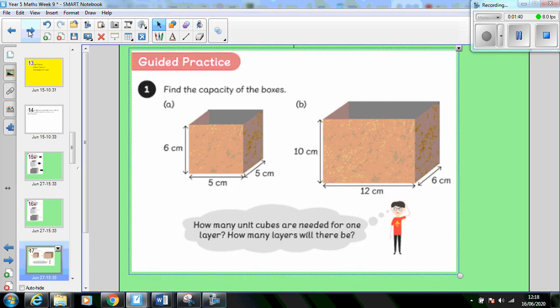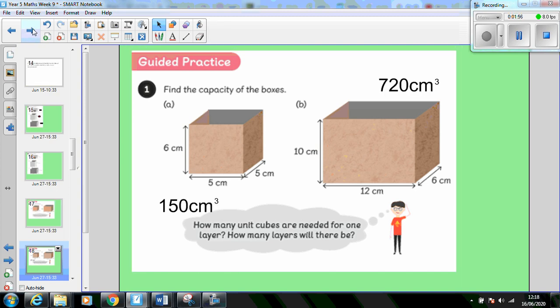Have a go now for these boxes. The measurements here are 6 centimetres by 5 centimetres by 5 centimetres and 10 centimetres by 12 centimetres by 6 centimetres. Hopefully you've got 150 centimetres cubed for the first one and 720 centimetres cubed for the second one.